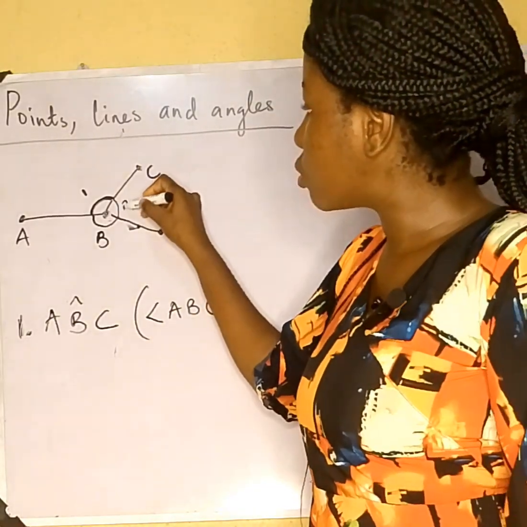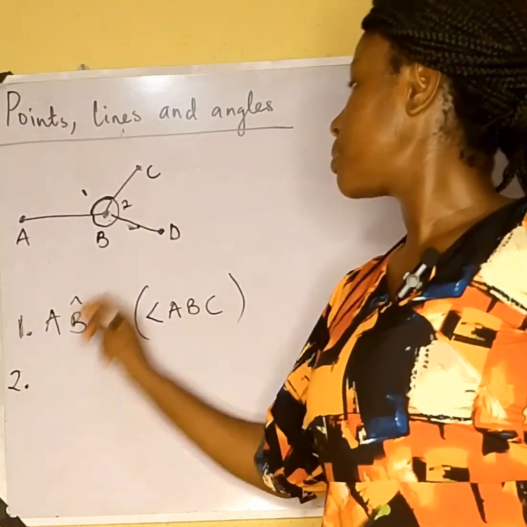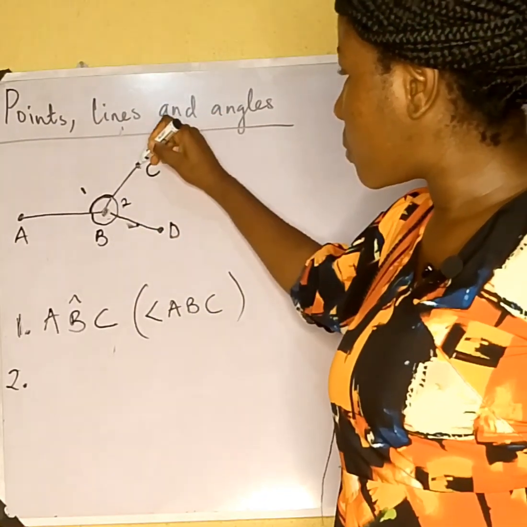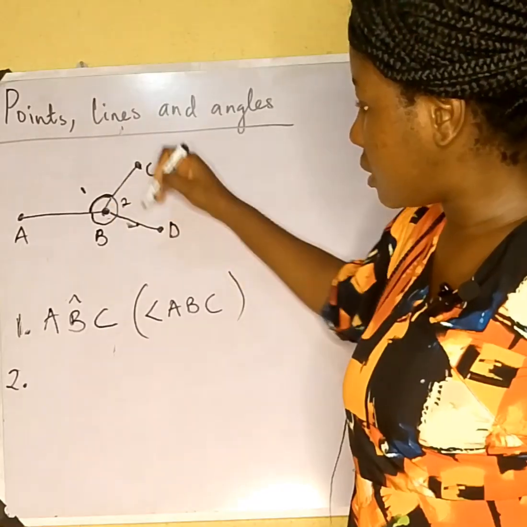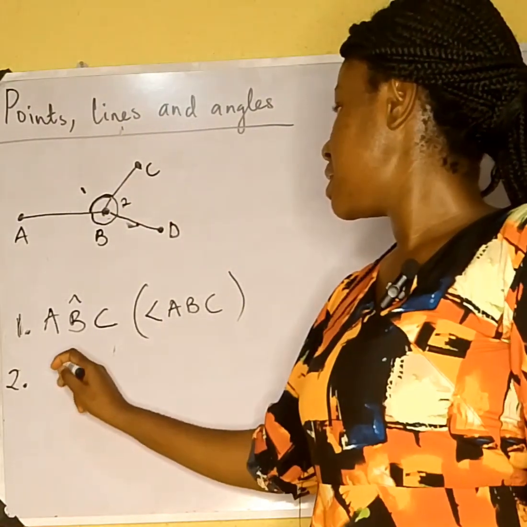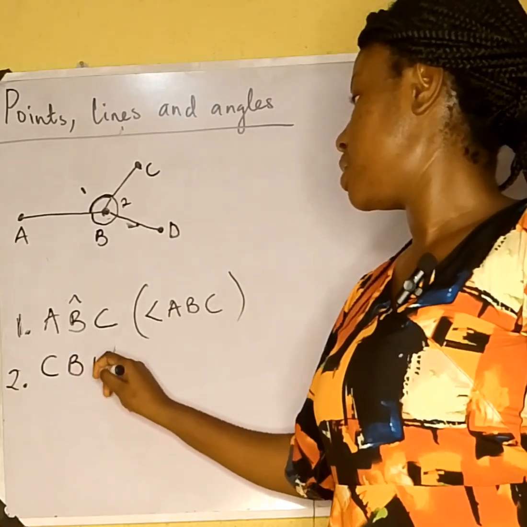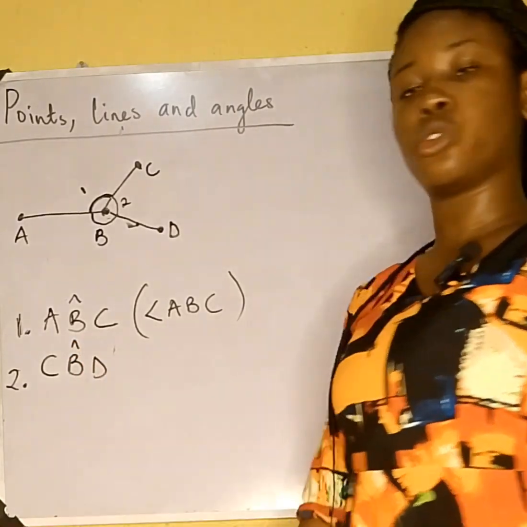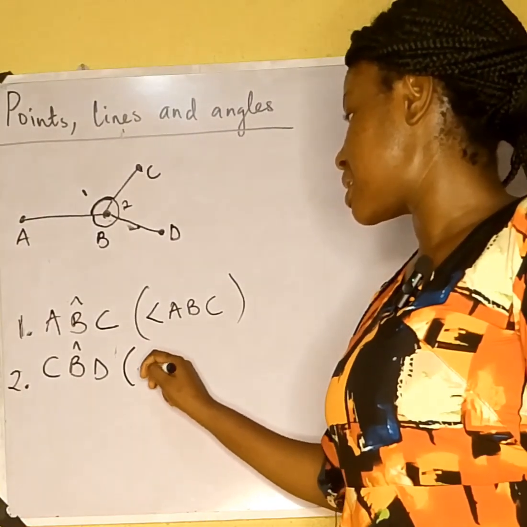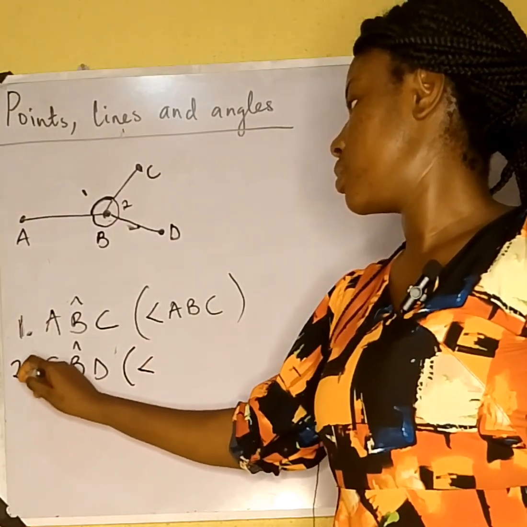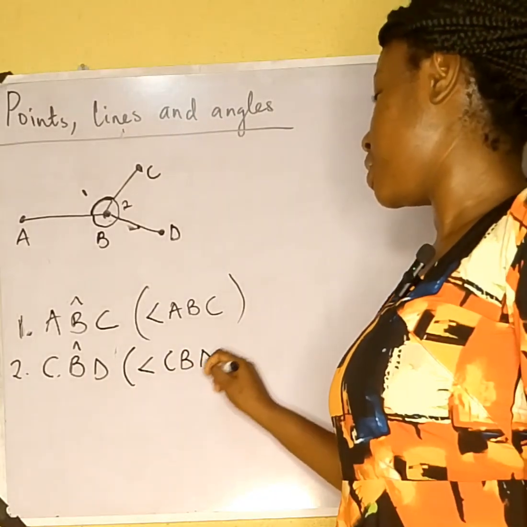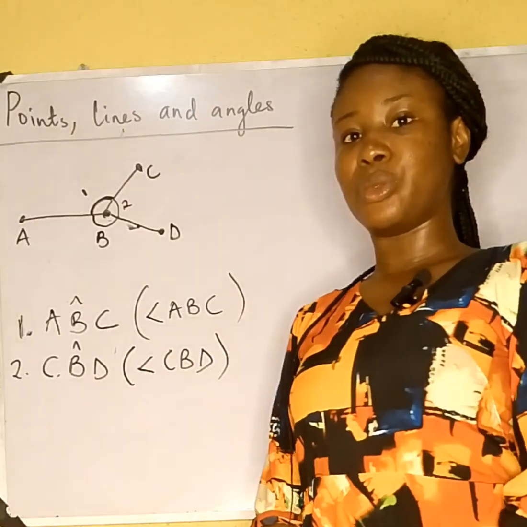Then if this is my second angle, the hands of the angle are here and here, and it's formed by point C, point B, and point D. That means the name of this angle is going to be CBD. You put the angle sign on top of the B to show that is the position of the angle, or you write it as angle CBD. Do you get what I'm doing?